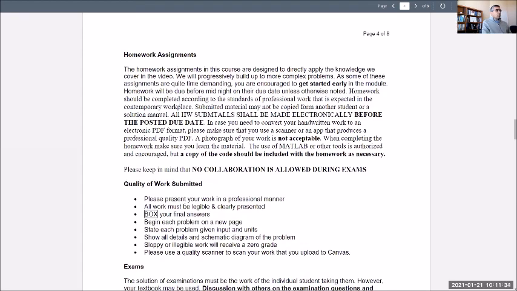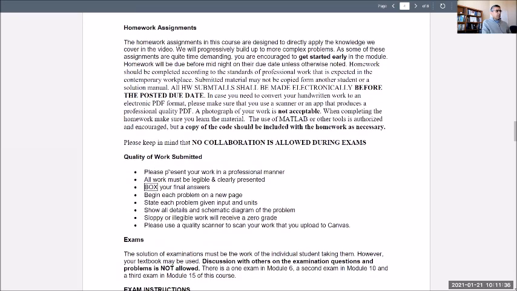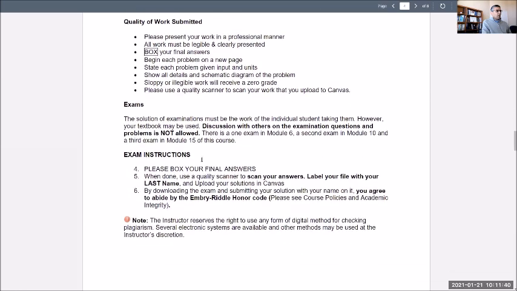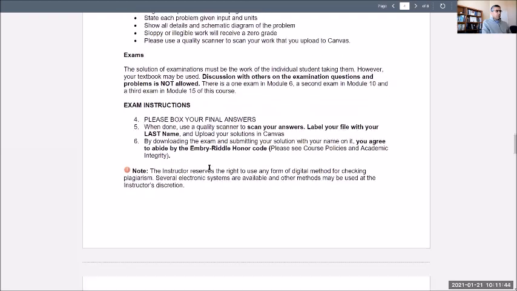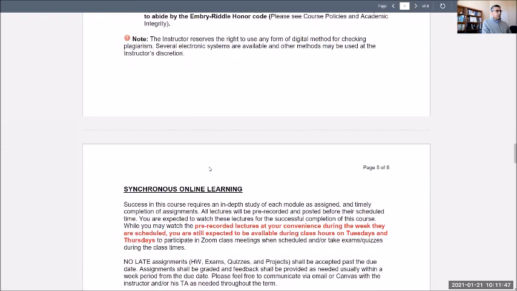This is more on the homework assignment. I think we covered that already. I think there is some repetition here. I'll make sure to fix that on the syllabus.